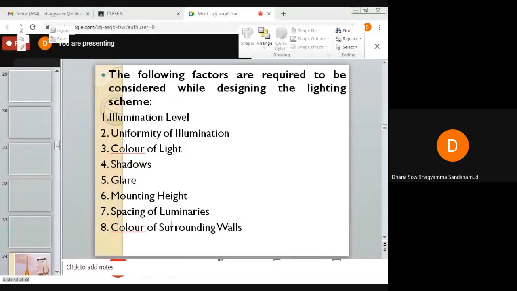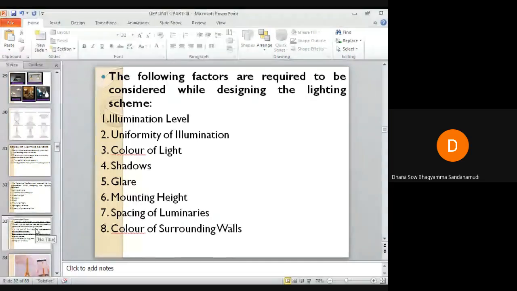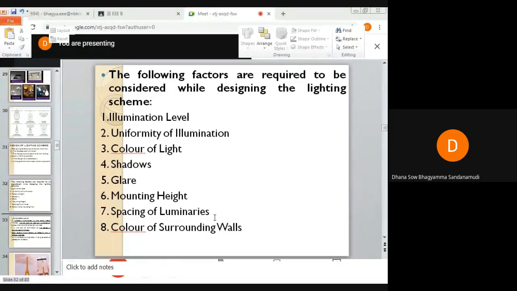Okay, we have been discussing what are all the factors that are to be considered while designing the lighting scheme. Okay, so we have seen the illumination level, what should be the illumination level, in the last class. So we will see the remaining factors that are to be considered while designing the lighting schemes.